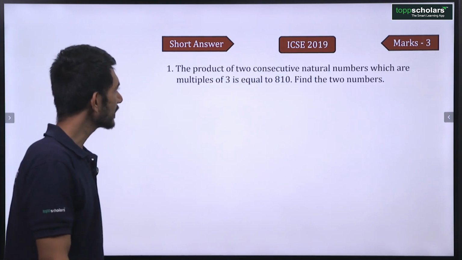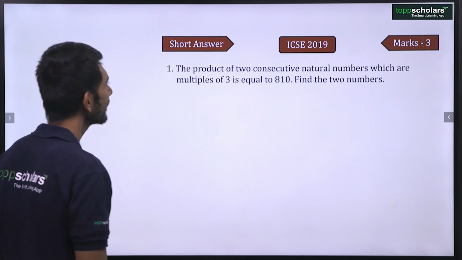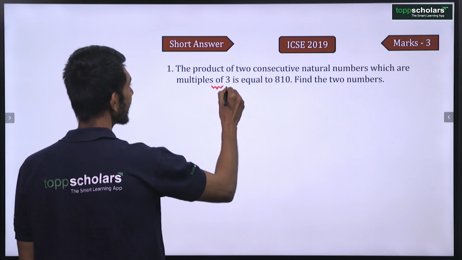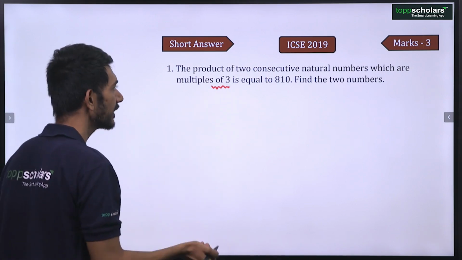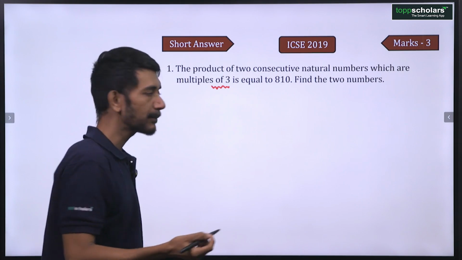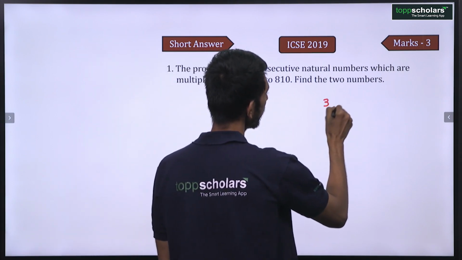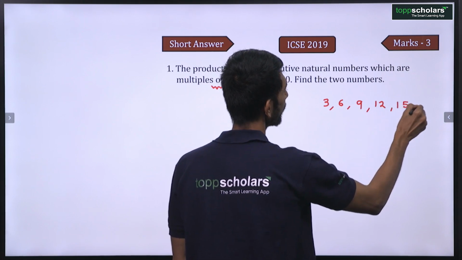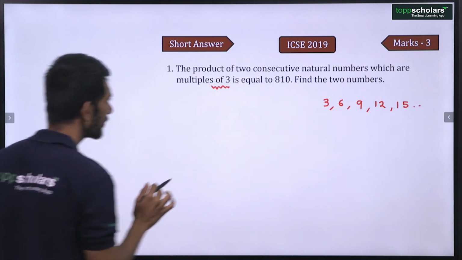Let's have a look at a new question now. It says the product of two consecutive natural numbers which are multiples of 3 is equal to 810. Now multiples of 3 means what? 3, then 6, then 9, then 12, then 15 and so on. So two consecutive multiples of 3.